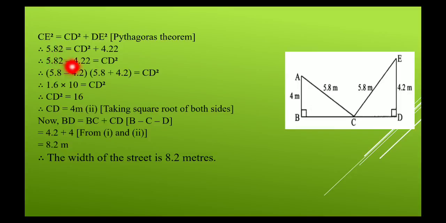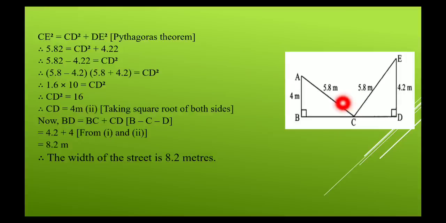A square minus B square formula is equal to A minus B and A plus B. Okay, 5.8 minus 4.2 is 1.6. 5.8 plus 4.2 is 10. When I do the multiplication, I'll get answer 16. So CD square is equal to 16. Taking square root on both the sides, CD is equal to the square root of 16, which is 4. So CD value is 4.